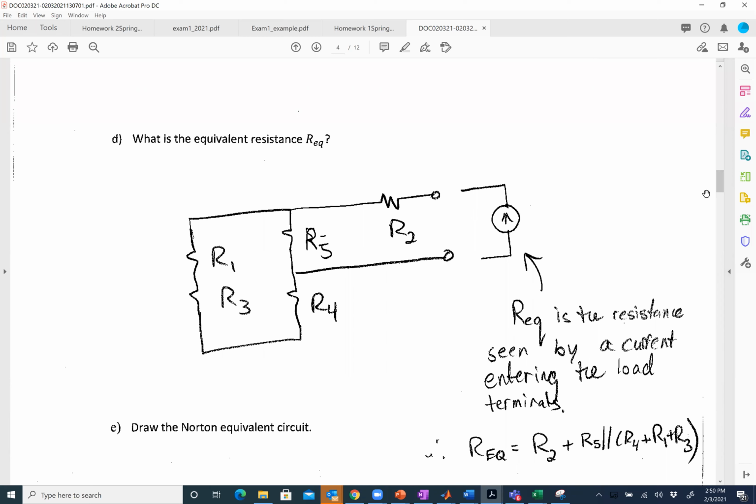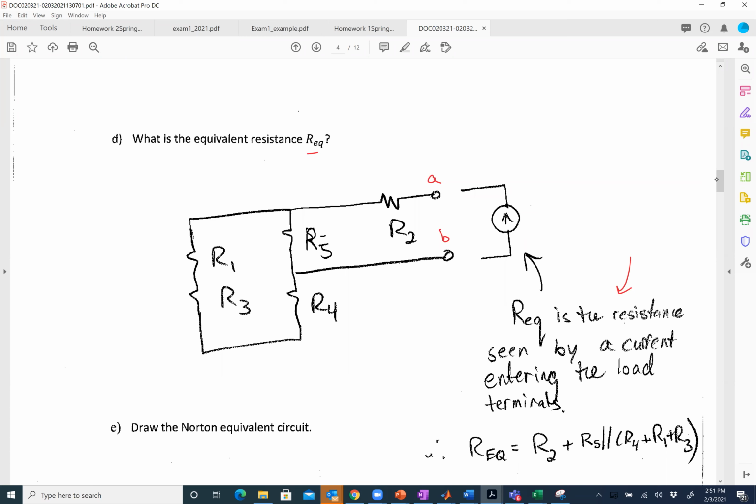And one other thing real quick that I wanted to talk about: what's the equivalent resistance? I took a quick peek at some of the exams. So what's the equivalent resistance, REQ? That's the resistance that is seen looking into the terminals. So this is port A and B. The thing to remember is people start collapsing the resistances in the wrong ways. I started seeing people doing all kinds of incorrect things. When I ask for the Thevenin equivalent resistance, it's the resistance that is seen by a current entering the load terminals. That's the way I think of it.